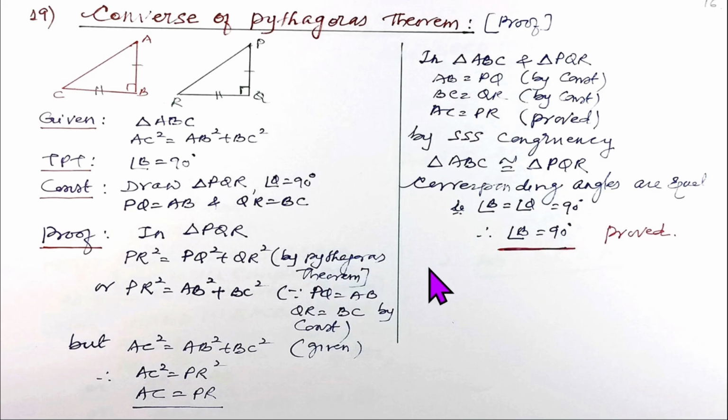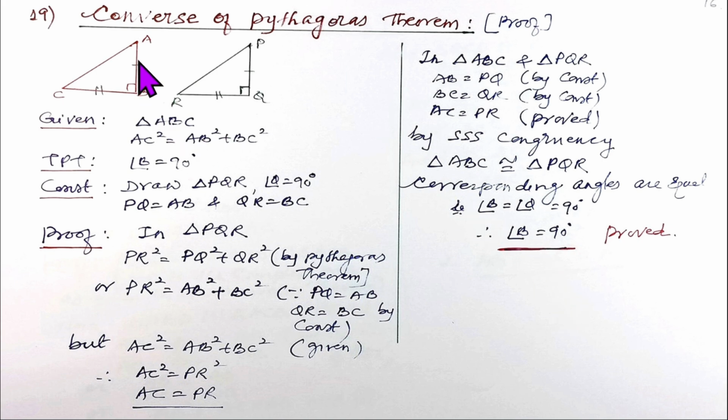So let us learn the converse of Pythagoras theorem. We already know what is the statement. The statement is very simple. In triangle ABC, if AC square is equal to AB square plus BC square, then angle B is equal to 90 degrees. Therefore triangle ABC is a right angled triangle. So let us learn this theorem. So let us proceed with the proof.